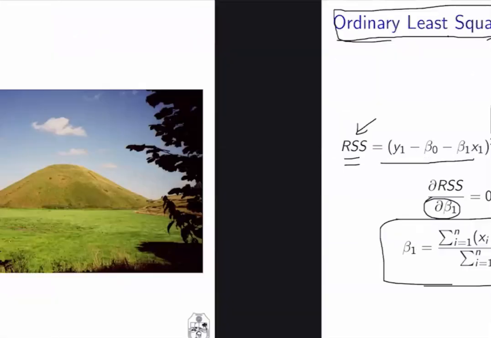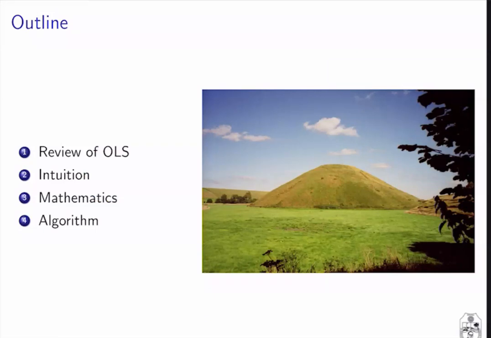So in this video, what I am going to do is first explain the intuition behind our second method, that is the gradient descent. Then we will try to understand the mathematics that lies behind the gradient descent algorithm, and finally I will give you the algorithm which will estimate the values of beta 0 and beta 1.